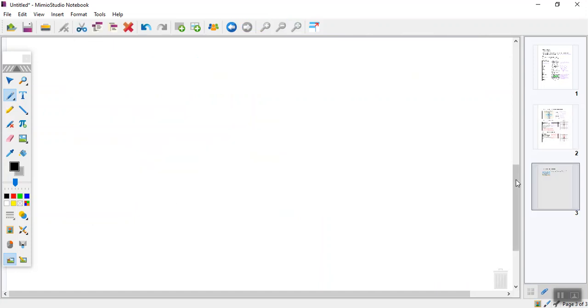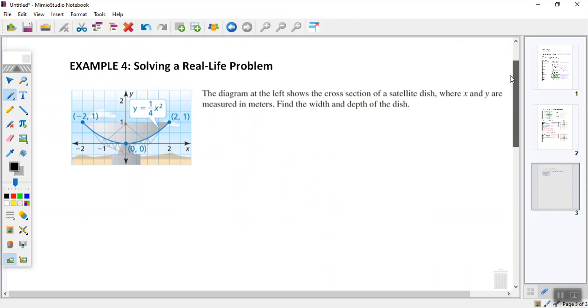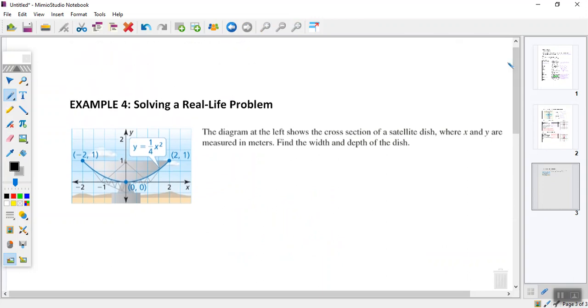All right, last example. I like this one. So it's pretty simple. Okay, solving a real life problem. It says the diagram on the left shows the cross section of the satellite dish where x and y are measured in what? Meters, okay? You guys see my satellite dish right here on this curve? And this curve is modeled by what function?